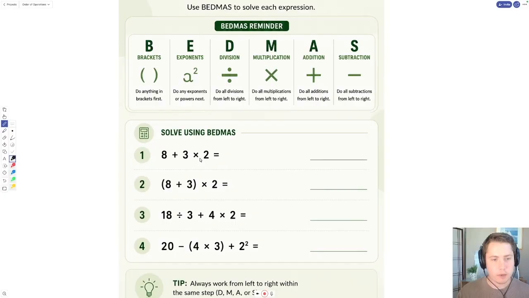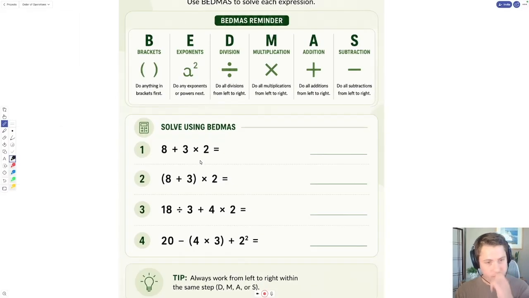So, we have this first question, right? We have 8 plus 3 times 2. What do we do first? Well, we have to do multiplication first, right? Multiplication is the one that comes before addition or subtraction. So let's do that first.